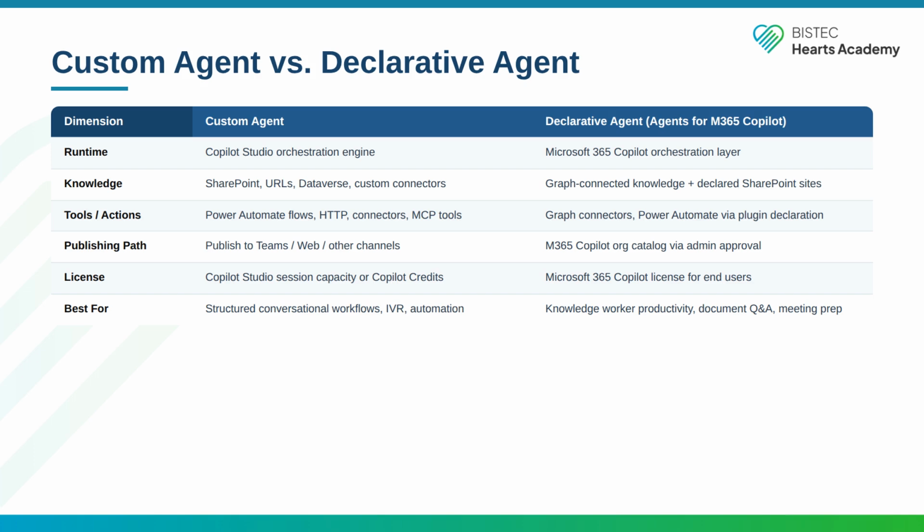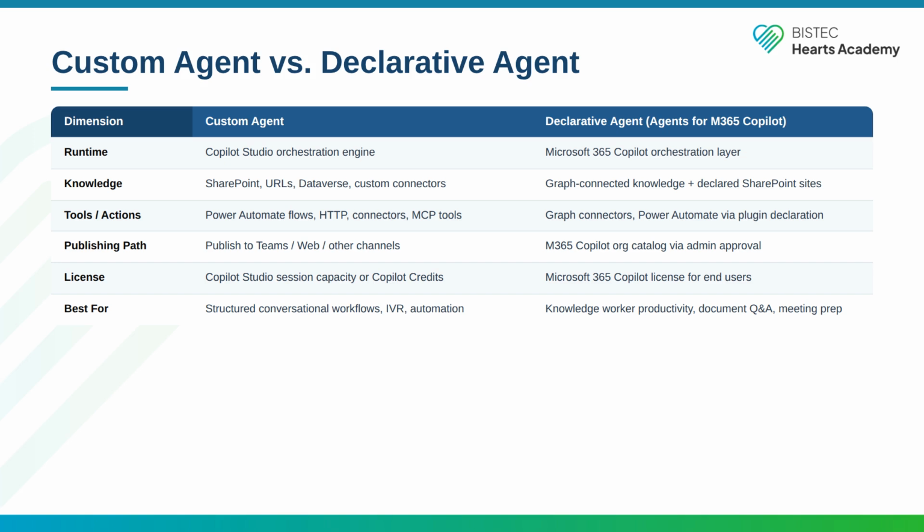M365 Copilot orchestrates the tool call, not Copilot Studio directly. Declarative agents publish exclusively through the M365 Copilot organizational catalog. They require Microsoft 365 Copilot licenses for end users. There is no Copilot Studio session consumption.